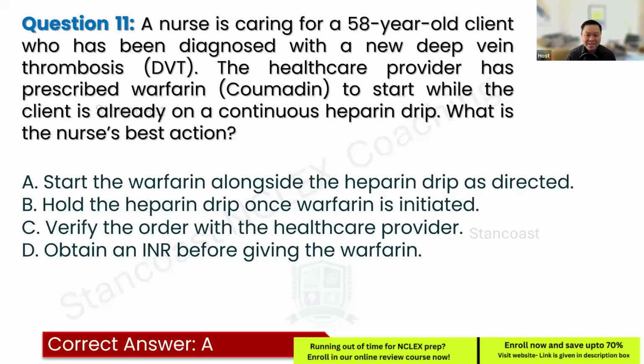And C is also incorrect. The order doesn't need clarification because it's a standard procedure to overlap anticoagulants until warfarin is therapeutic. And letter D is also incorrect because INR monitoring starts after initiating warfarin therapy, not before. So your strategy here is to recognize that overlapping anticoagulants is common, especially in a case of a DVT, with the use of heparin, IV infusion, and also warfarin to maintain therapeutic anticoagulation.